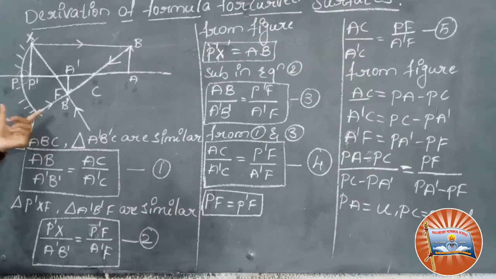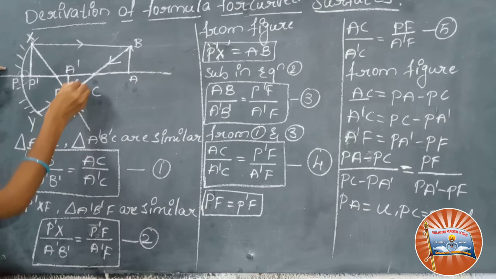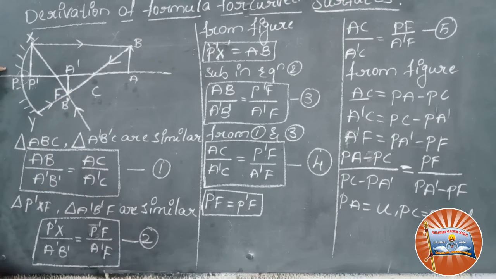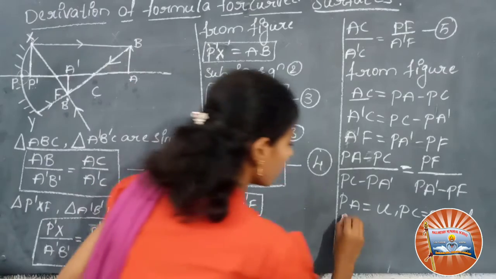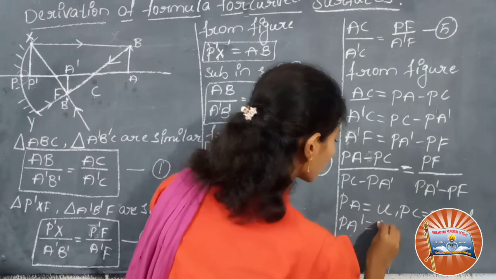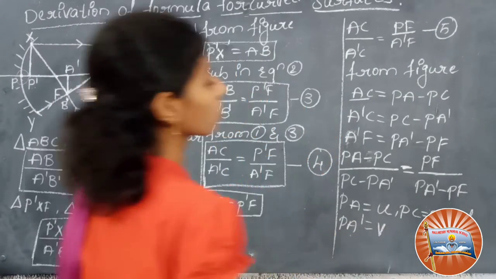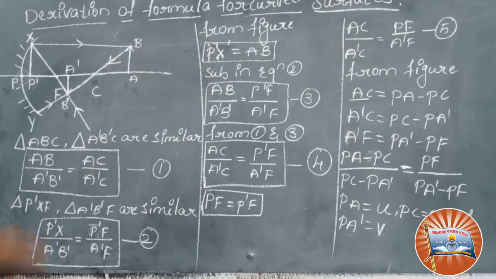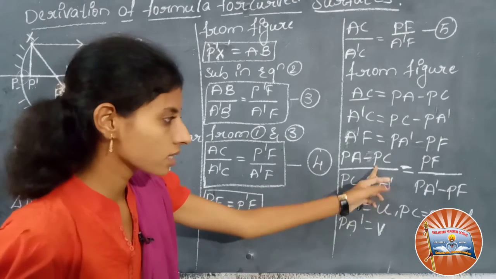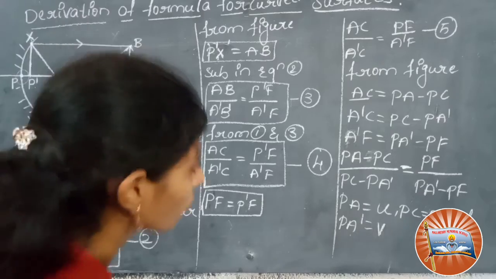Now see the object here. The object is between F and C. From the pole to where the image is formed, that distance is known as image distance. So here PA dash is equal to V. This is the image distance. Now substitute all the values in this equation.